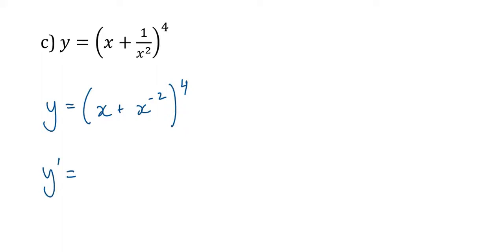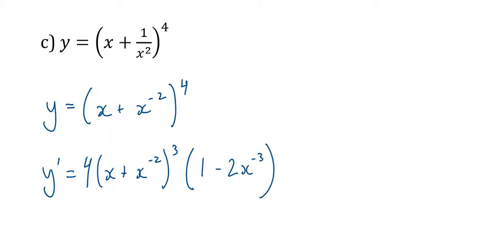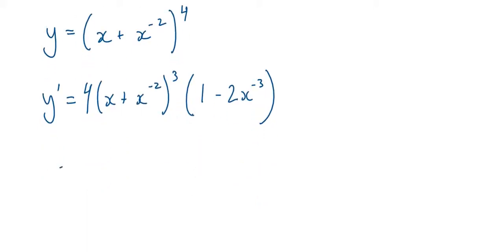So now this is power of a function, so I bring the 4 down. X plus x to the negative 2, subtract 1 from the exponent, multiply by the derivative of what's inside, which is 1 minus 2x to the negative 3, I think. Not so bad so far. The trick with one like this is, what do I have to do now to factor it? And it's not exactly pleasant or straightforward. So I'm going to put these back into fractions.